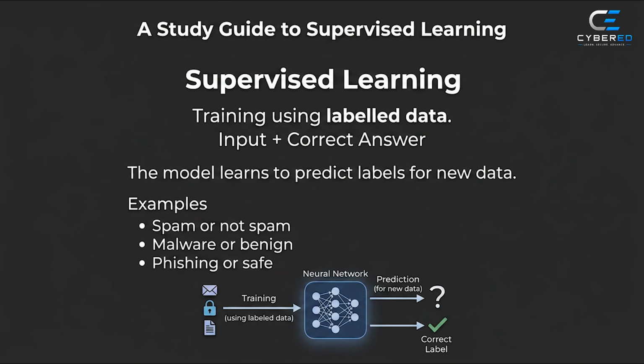Supervised learning uses labeled training data. This means that during training, the model is given both the input and the correct answer. For example, thousands of emails could already be labeled as either phishing or legitimate. The model learns the differences between them and then attempts to classify new emails. The easiest way to remember supervised learning is learning with a teacher.